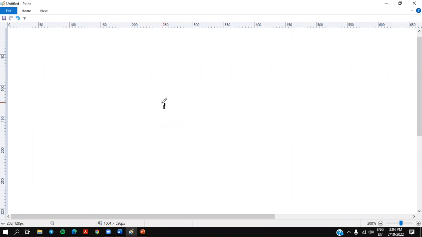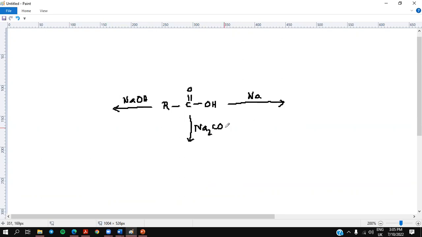Let's see. The carboxylic acid is RCOOH. If this compound is reacted with sodium or sodium hydroxide, sodium carbonate, how will carboxylic acid react?